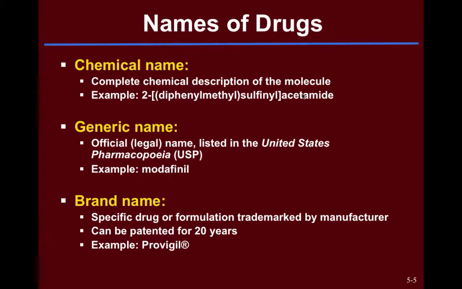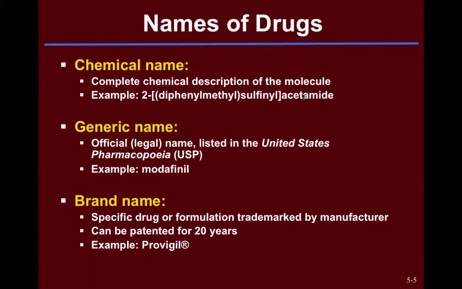So let's talk a little bit more about the names of drugs. Most drugs are known by at least 3 different names. We've got the chemical name, the generic name, and then the brand name. So the chemical name, this is one that most of us can't pronounce, and very few of us actually call the drugs that we're using by these names, but some of the names that we use are derived from these chemical names. Then we've got the generic name.